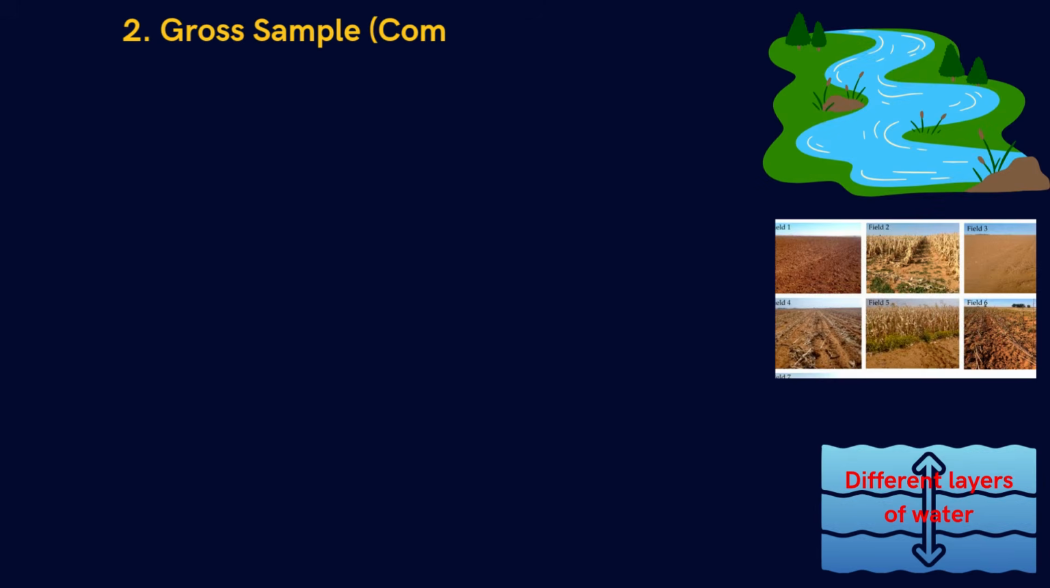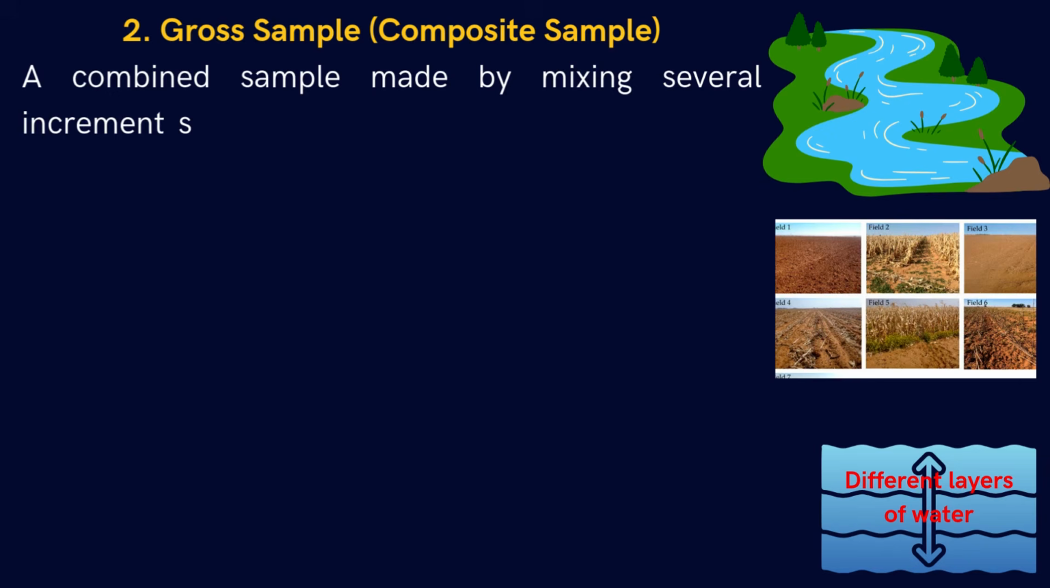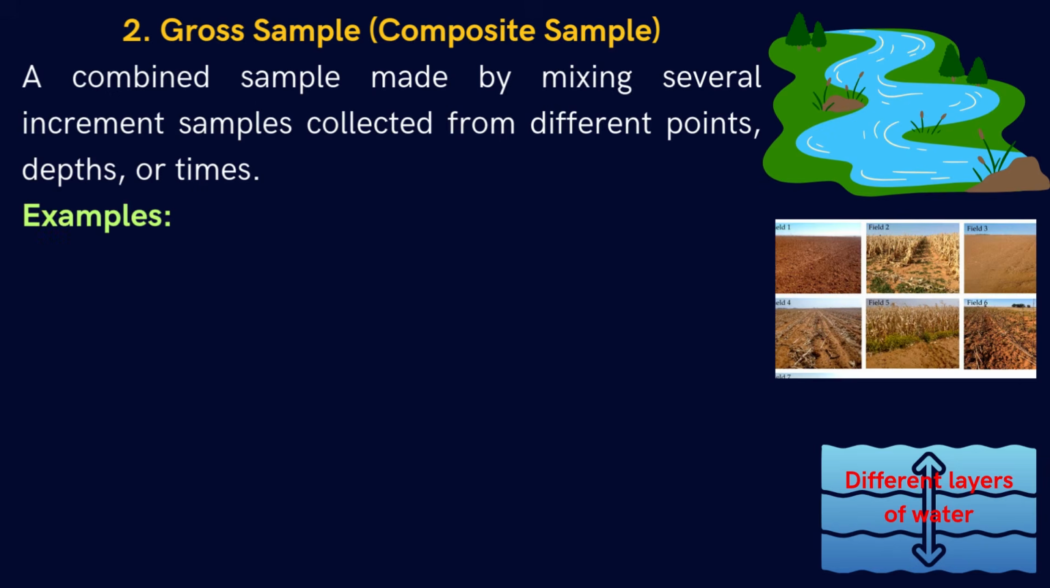The second way to collect the sample is the gross sample, or composite sample, which is a combined sample made by mixing several increment samples collected from different points, depths, or times.